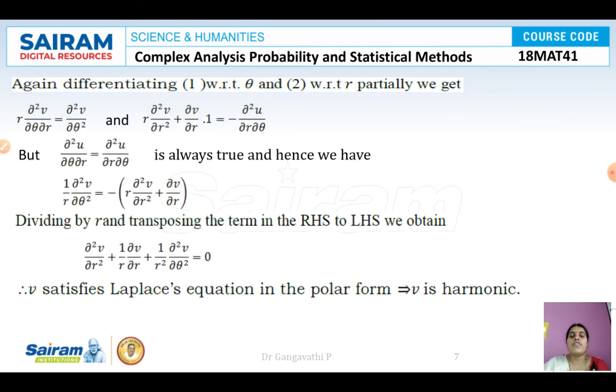Similarly, we have to show that v is also harmonic. So now consider equations 1 and 2, and differentiate 1 with respect to theta and 2 with respect to r. When we do so, we get these results, and we use the same result as before. So we get this equation, and exactly like how we proved it in the earlier case, in the same way, dividing throughout by r and transposing the term from RHS to LHS, we get this result. So in place of phi, we have v here. So v satisfies the Laplace equation in polar form. Therefore, we conclude that v is harmonic.